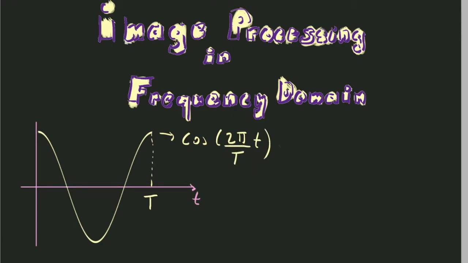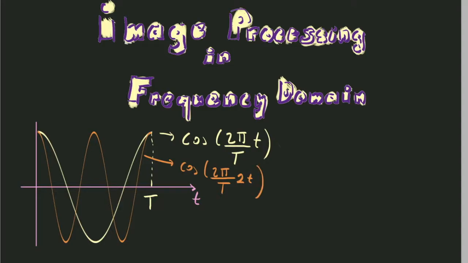Now let's see another cosine function which is more frequent than this one, exactly 2 times more frequent than cosine 2 pi t over capital T, which is this function. And the formula for this cosine would be cosine 2 pi over capital T times 2t. As you can see, it repeats itself 2 times, where the other repeats 1 time here. Therefore, we have a 2 inside this cosine.